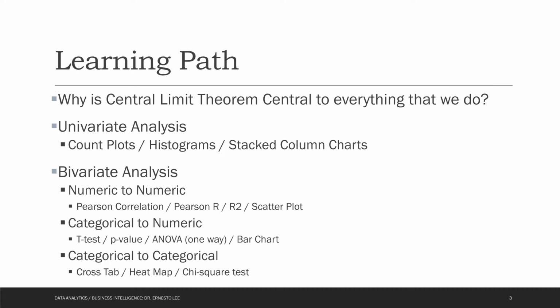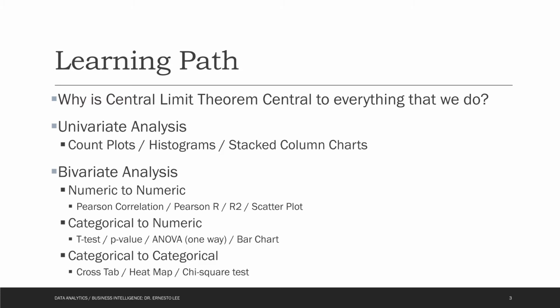And so what we're going to do is take your data, identify whether that data is quantitative or qualitative, or numeric and categorical, and then we're going to say if we need to analyze two numeric columns of data, two features of data that are numeric, then we'll look at how Pearson correlation relates to that. We'll look at the Pearson R coefficient, R squared, and we'll display that with a scatter plot.